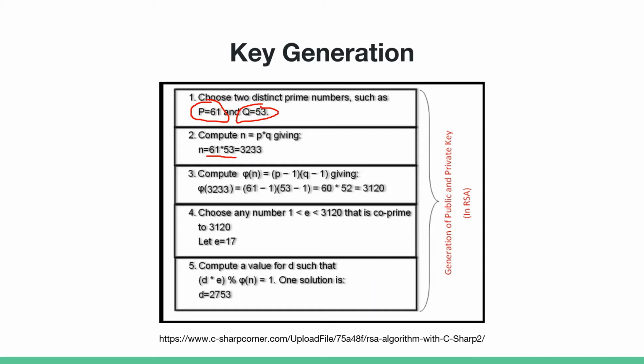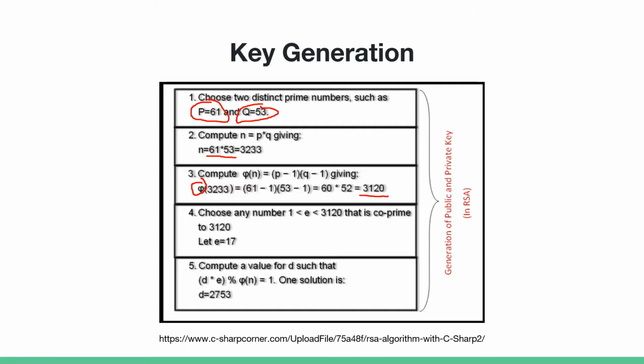Next, we compute Euler's totient, symbolized by phi, between P and Q, which is just P minus 1 times Q minus 1. And this number is 3,120 in this example. Finally, we're able to find the values of E, which is going to be our public key, and D, which is going to be our private key.